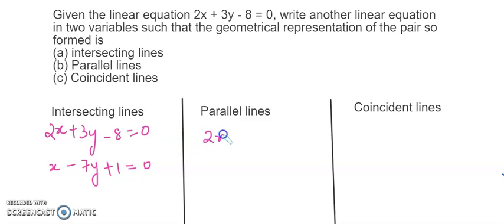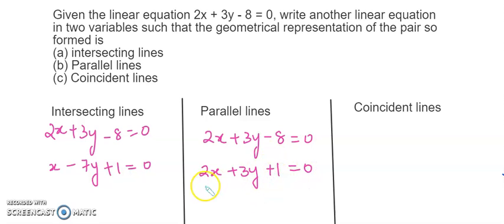Now the next one, 2x plus 3y minus 8 equals 0, and I need to make a parallel line. So what is the rule for a parallel line? a1 by a2 is equal to b1 by b2, but that should not be equal to c1 by c2. It means the coefficients of x and y should match, but the constant should not. That is the rule. So we'll have 2x plus 3y plus 1 equals 0. You can take any number here, but the coefficients of x and y should match. That's the rule for a parallel line. The coefficient of x should be the same, the coefficient of y should be the same, even the sign should be the same. Only the constant you can change.